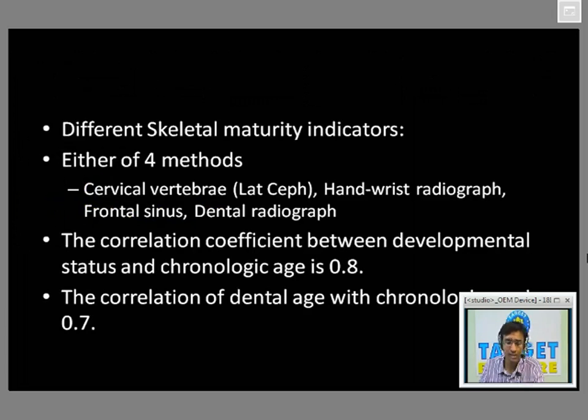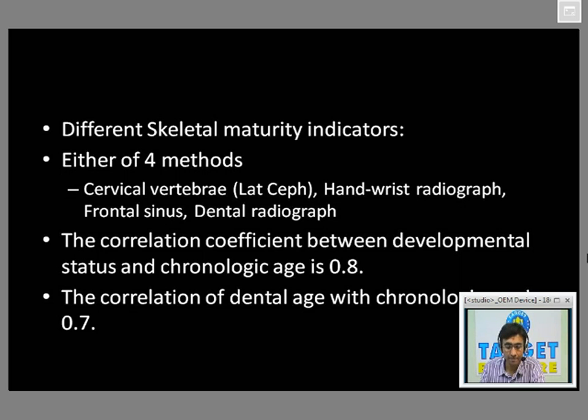But other than the cervical spine, there are other maturity indicators which are used, such as Henry's radiograph, where the carpals, metacarpals and phalanges are used. Frontal sinus has also been postulated for indicating skeletal maturity, but it is not frequently used. Dental radiographs are rarely used for indicating skeletal maturity. They have poor correlation. The correlation coefficient is between the developmental status and the chronological age. Chronological age is the age from birth with respect to time, whereas the developmental status, that is the skeletal maturity, has a correlation of 0.8, which is okay, not very good but not very bad, whereas the correlation of dental age with chronological age is 0.7.